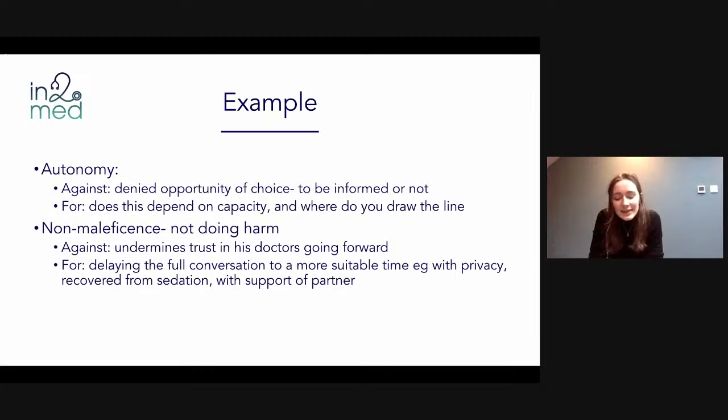So against this, he's just assumed what the patient would want to know. He's assumed that the patient would want to know that he's removed all of the visible cancer. However, he's denied the patient the opportunity of the choice to be informed or not about the fact that there has been possible spread and involvement of the liver. So you're denying them choice and denying them future informed consent.